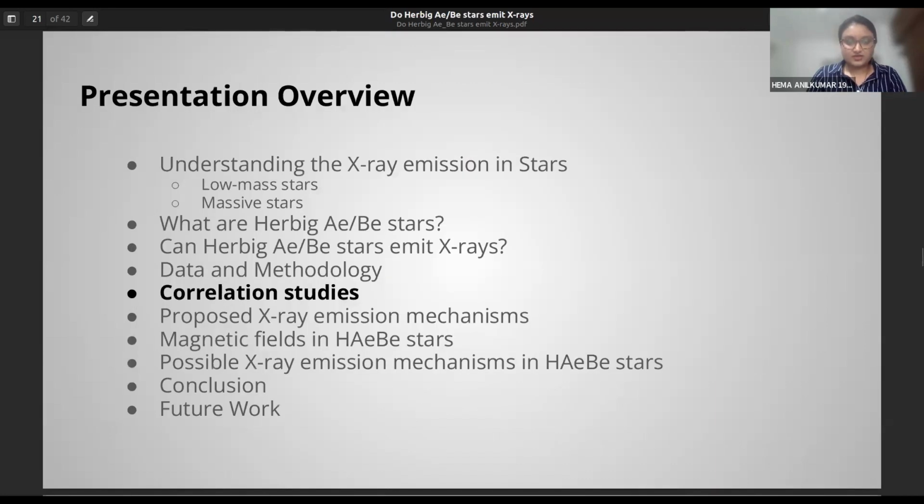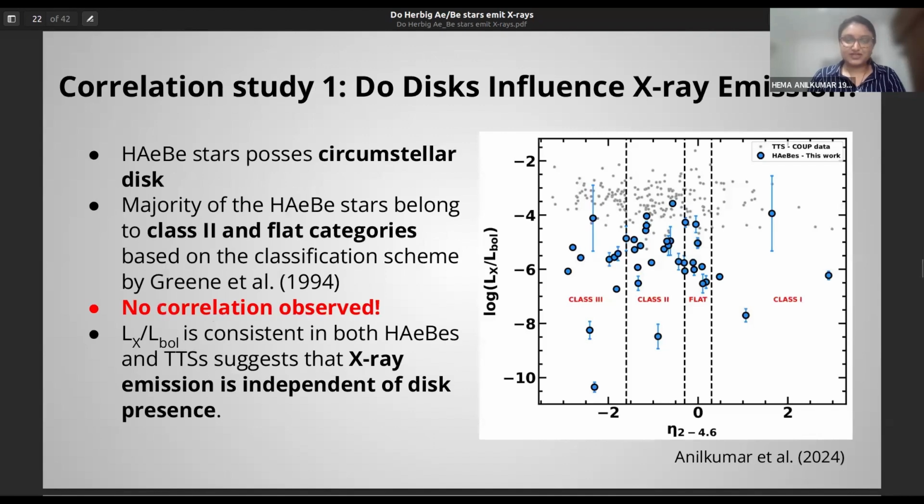Now, to see if the disk or accretion is influencing the X-ray emission, we performed correlation studies. We obtained the spectral index in the band 2 to 4.6 micron, and we correlated this with LX by L-bol, the fractional X-ray luminosity of Herbig Ae stars.